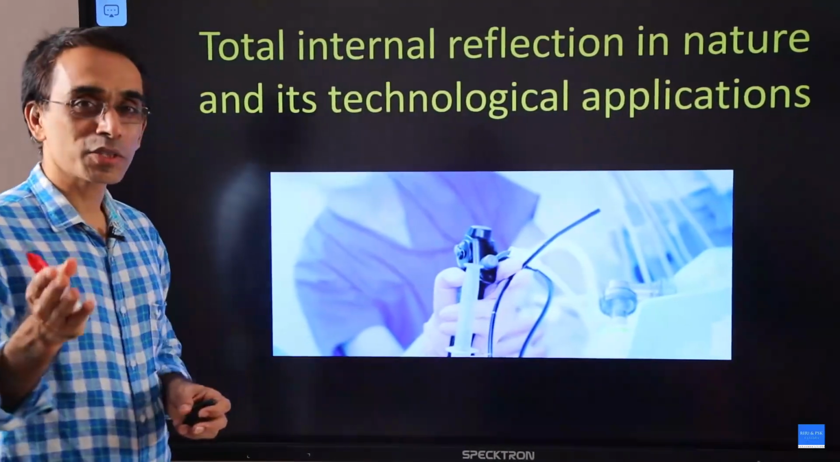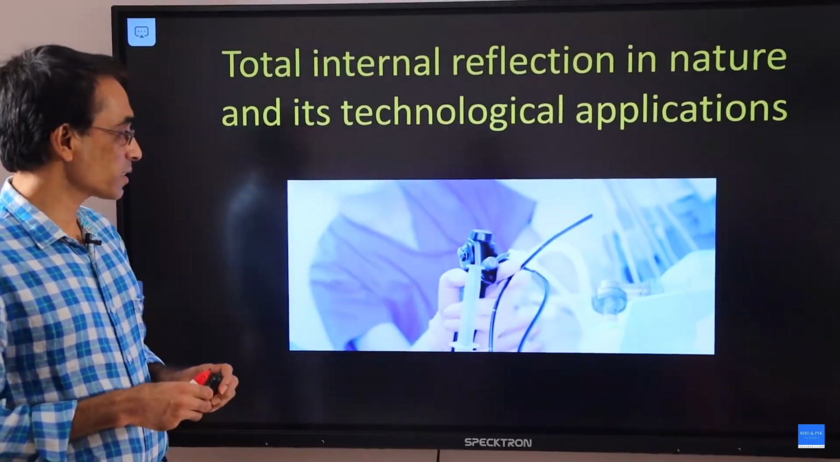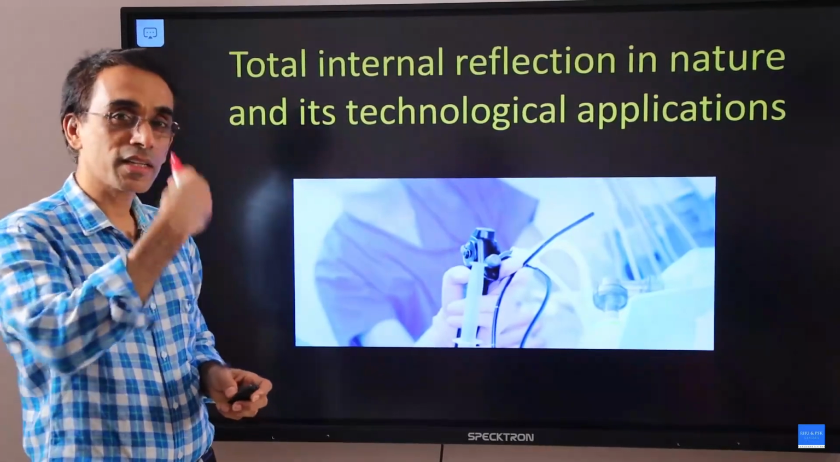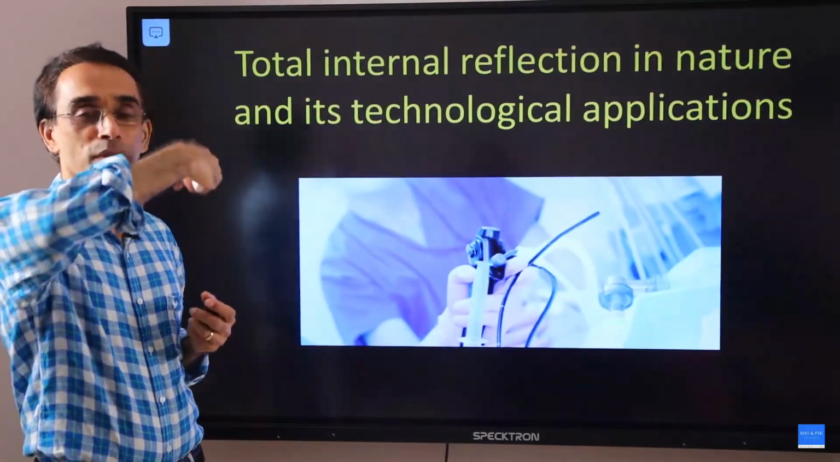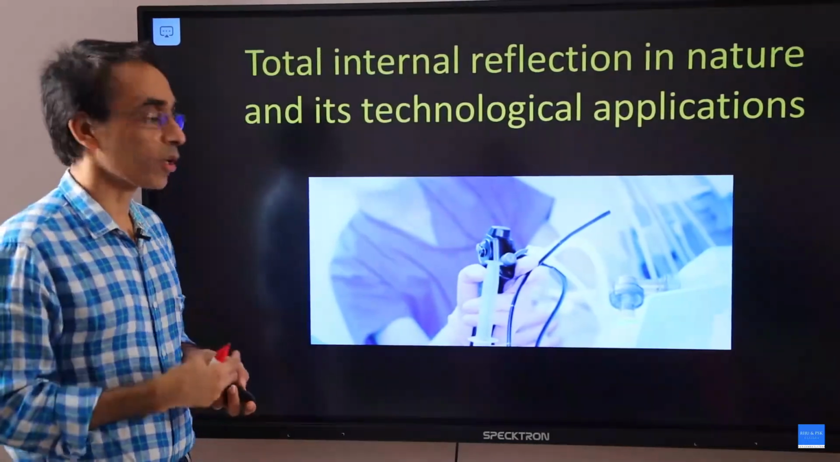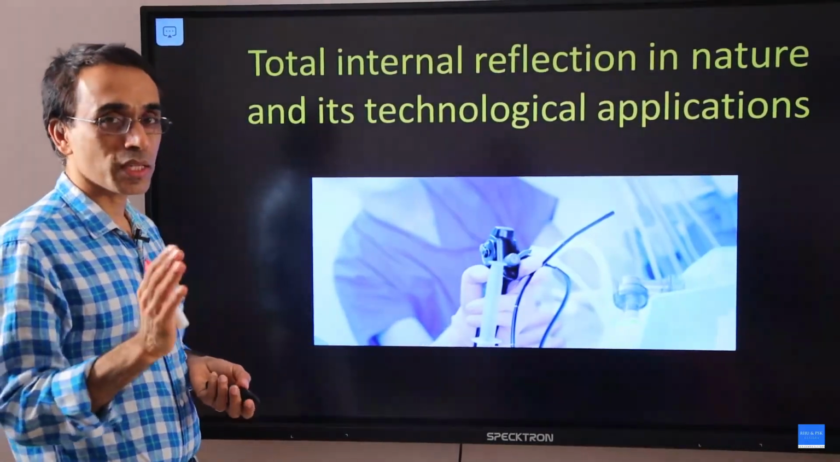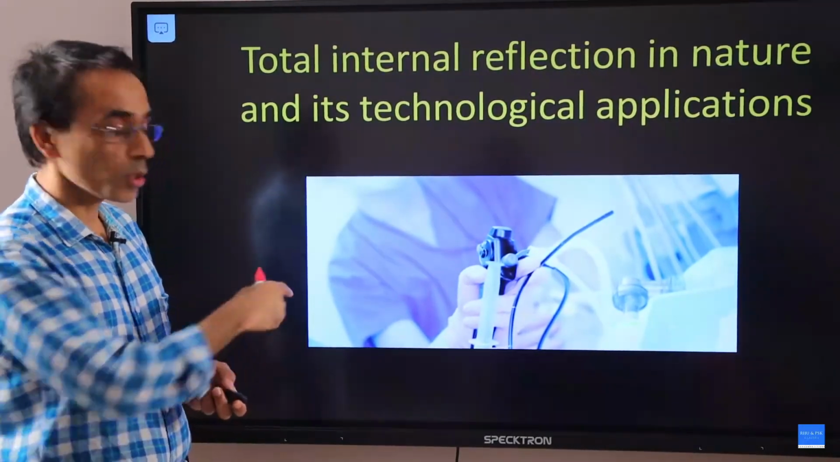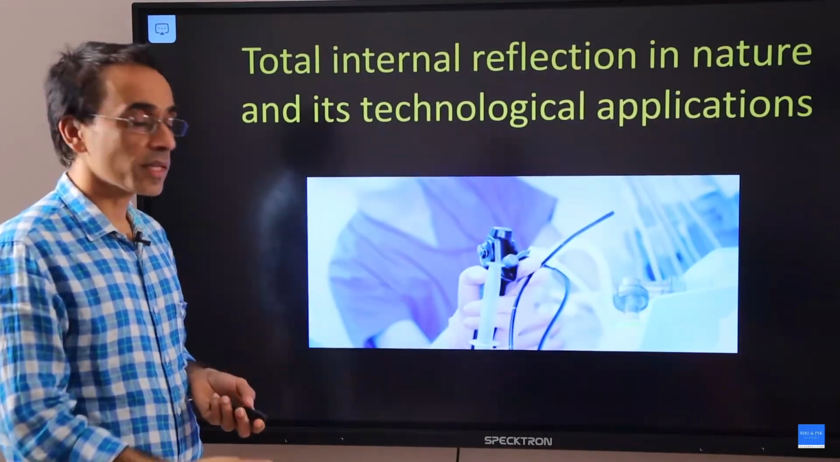Medical students must be knowing about all this. It's to see internal organs, like they insert a tube, a pipe-like thing through your mouth or nose, and they get images of your internal organs. That is by using total internal reflection. We are going to study this one and some other similar ones.